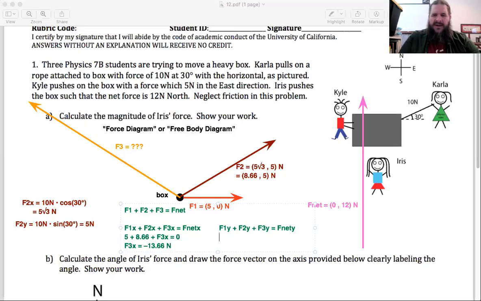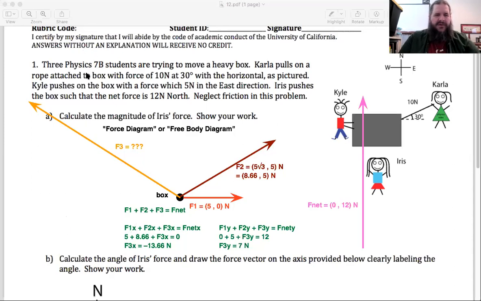And then what about the y components? We've got F1y is 0, F2y is 5, F3y is unknown. And they have to add up to not 0, but 12, because we do have a total force here. So if you solve that for F3y, what do you get? Yeah, 7 newtons. So we now know the x and y components of this previously unknown force 3.